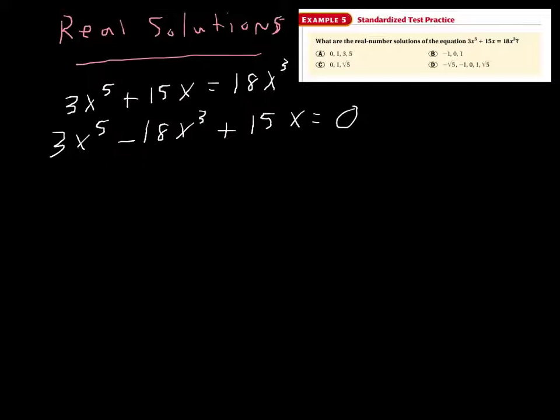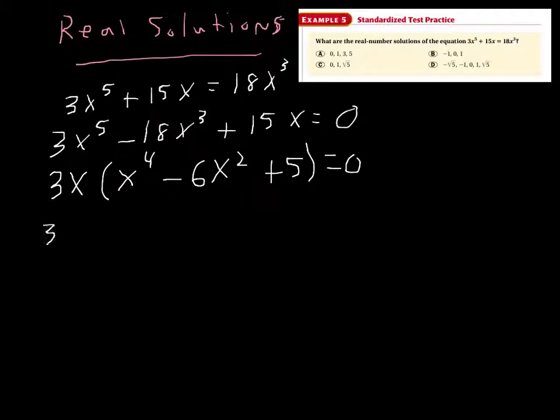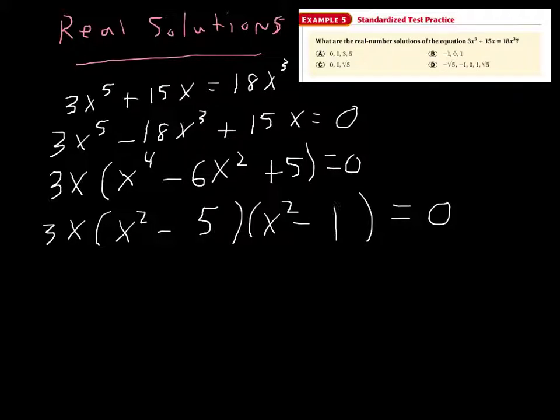Now we factor out our monomial, 3, and the most amount of x's I could pull out is just x to the 1st, leaving us with x to the 4th minus 6x squared plus 5 equals 0. And we can continue to factor. Our x to the 4th breaks into x squared and x squared. And since it's a positive 5 at the end here, I know that both of my signs are going to be the same. Since it's a negative 6x squared, that means that both of these are negatives. Two numbers that multiply to 5 and add up to 6. Pretty simple, 5 and 1.